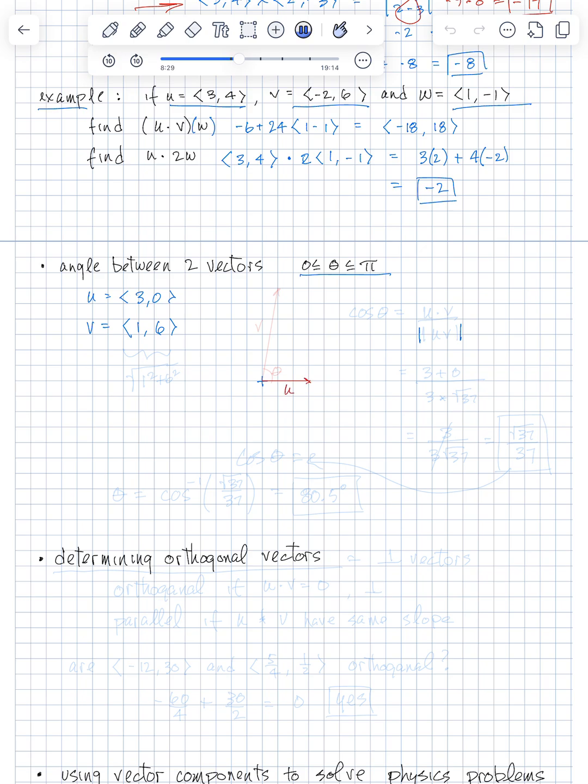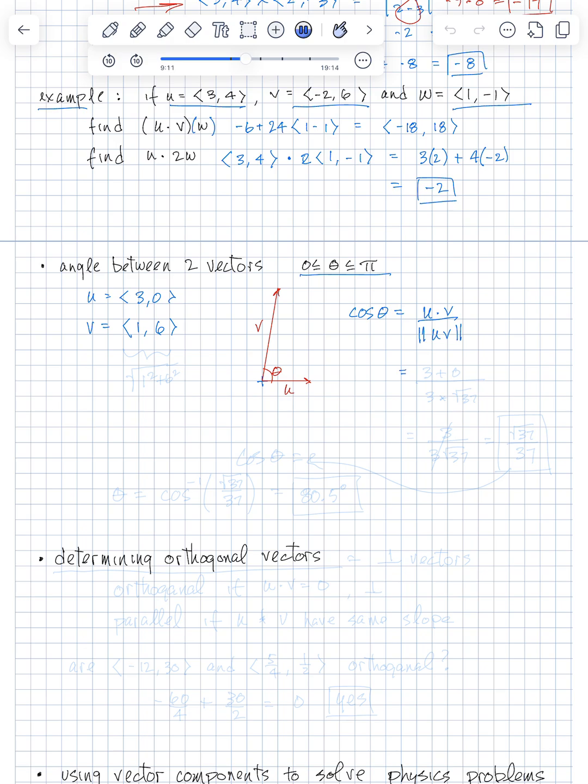V is 1, 6. So 1, 2, 3, 4, 5, 6. So here's V. And we want to find the angle between them. And so the formula is cosine of theta is equal to u dot v over the magnitude of u times v.